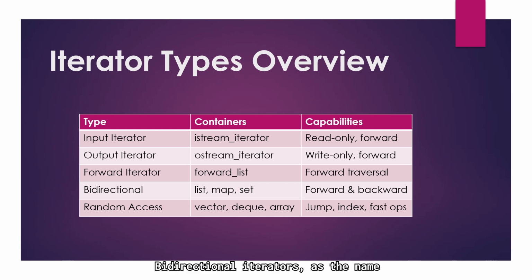Bidirectional iterators, as the name suggests, can go both forward and backward. These are used with list, map, and set. Finally, we have random access iterators, the most powerful type. These support pointer-like operations like indexing and arithmetic. Containers like vector, deque, and array use them. Understanding these types helps us choose the right container and write more optimized code.